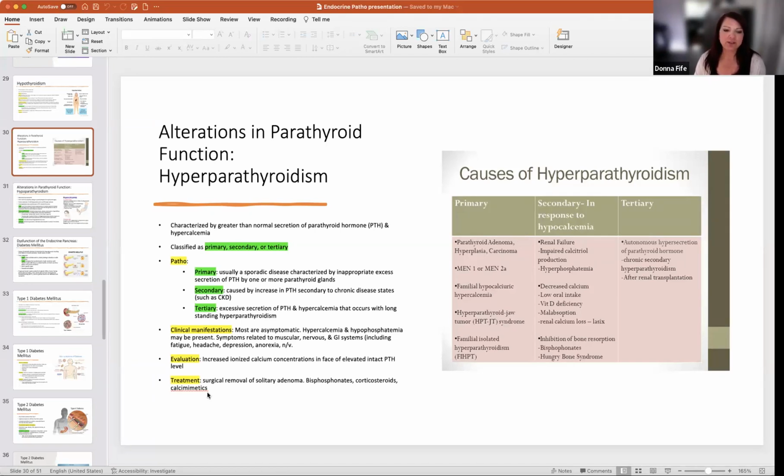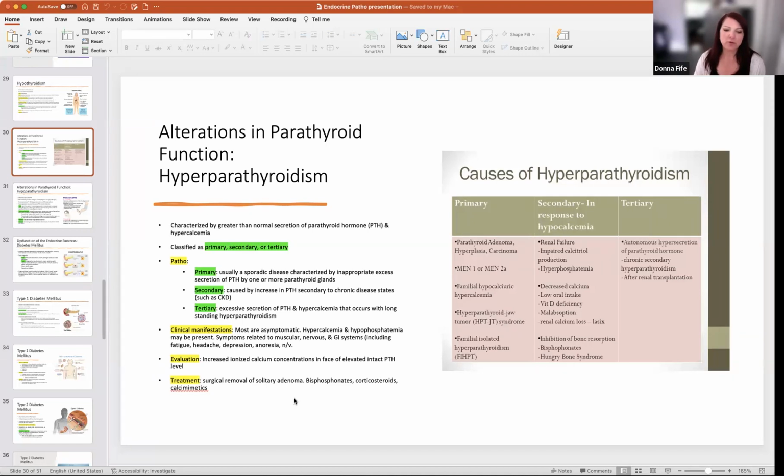Clinical manifestations: most patients are asymptomatic. There may be hypercalcemia and hypophosphatemia. Symptoms are related to muscular, nervous, and GI systems, and this includes fatigue, headaches, depression, anorexia, and nausea and vomiting. Evaluation: look for increased ionized calcium concentrations in the face of an elevated intact PTH level.